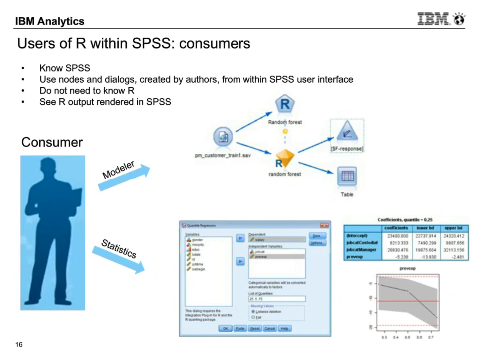Now, most of the users of R within statistics are not the people who create the things, not the authors, they're the consumers. So they know SPSS, they know the SPSS interface, or the Modeler interface, either way. They can use these artifacts that you create without knowing anything about R. They get their output rendered in the SPSS Statistics viewer, and it's presentation quality output out of the box, whether it be tables or graphics.